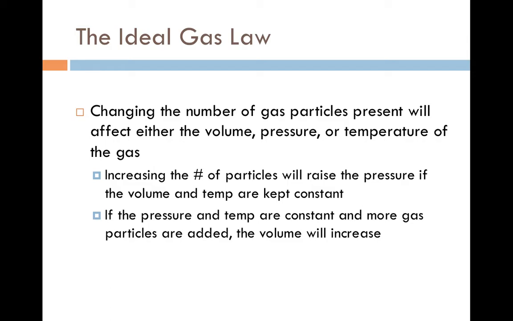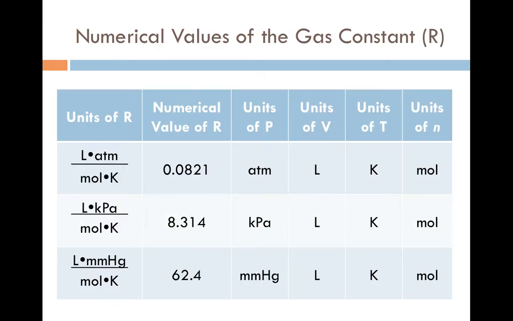The way that the ideal gas law is different from the previous ones is that in the previous ones, at least one or two of those four variables were kept constant. In the ideal gas law, all four are changing at once. For example, if you increase the number of particles, it's going to raise the pressure and volume. If the pressure and temperature are constant and more gas is added, the volume will increase. So the take-home message of the ideal gas law is that now all four variables are changing.